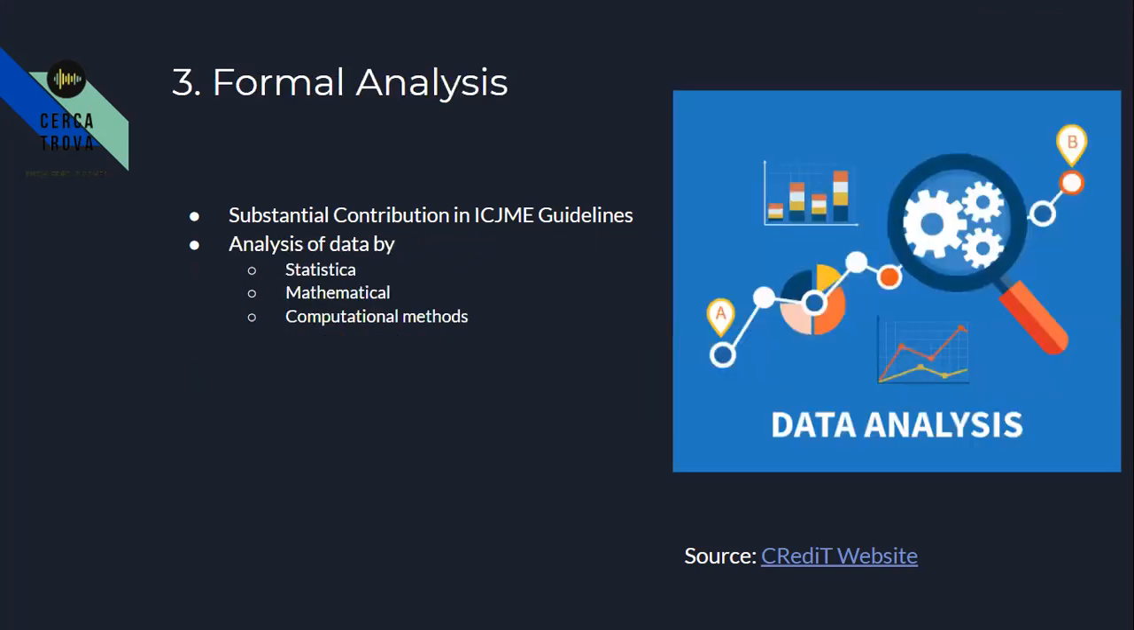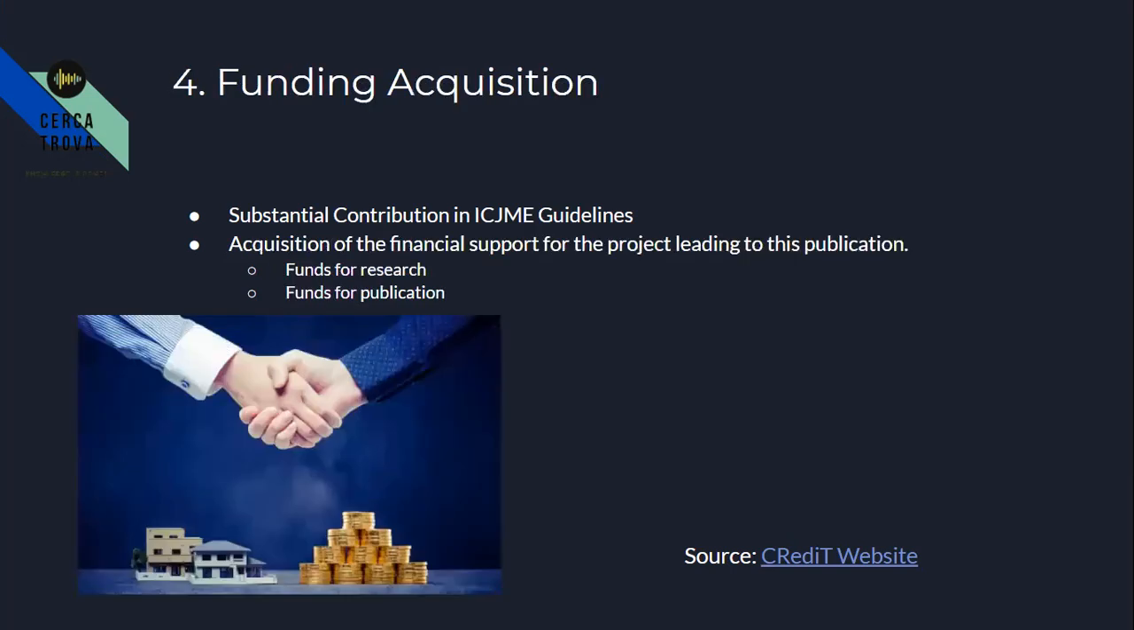Third thing is formal analysis. It is basically data analysis. It can be statistical, mathematical, or by computational methods. The next thing is acquisition of funds. That is a substantial role as per ICMJE guidelines. You need funds for open access publication. You need funds for research.